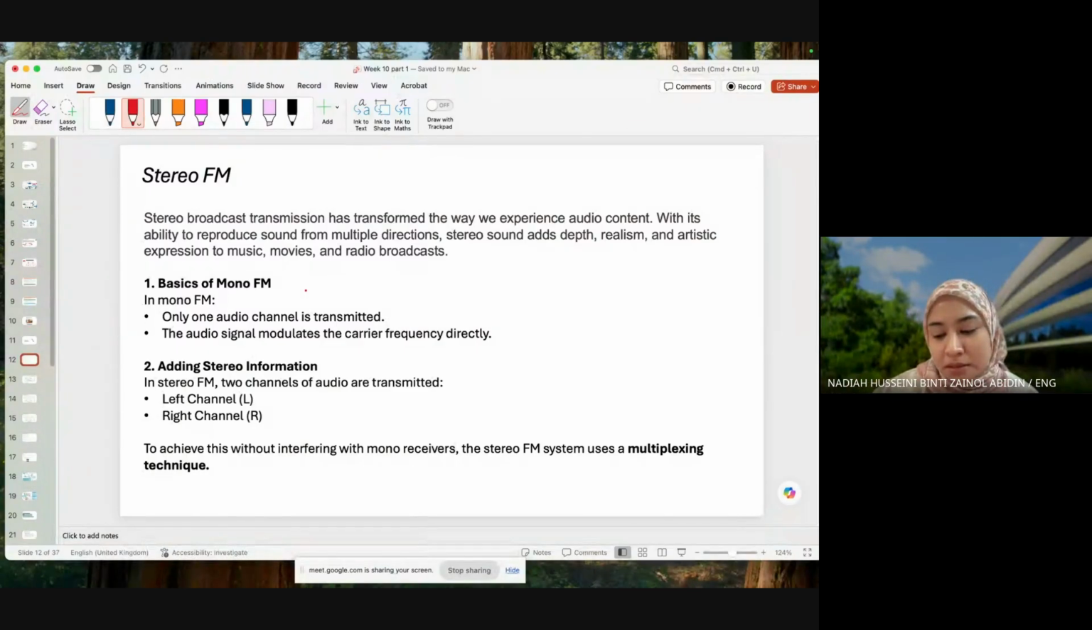So why is stereo important? Because we always want to improve our experience in life, right? To achieve this without interfering with mono receivers, we need to combine stereo and mono together in existing receivers, so that if the audio is in mono format, it still can process it. If the audio is in stereo format, it still can process it. That's why your laptops and handphones can play both.